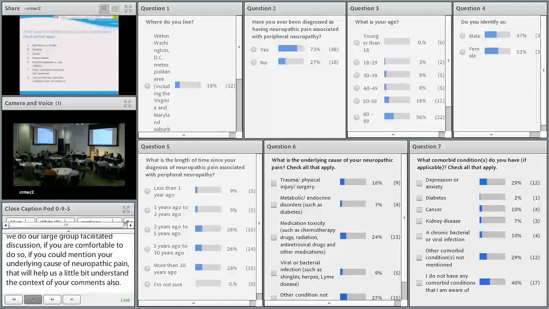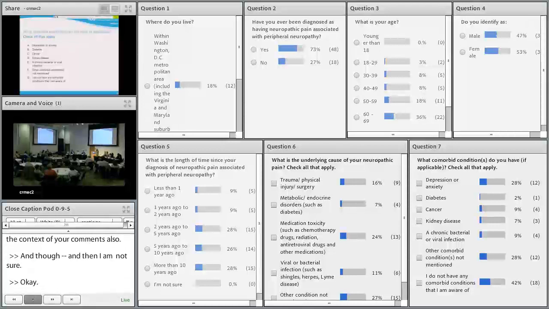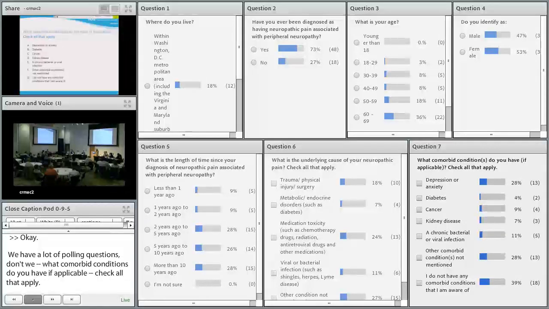Okay. We have a lot of polling questions, don't we, to test these out. Okay. What comorbid conditions do you have, if applicable? Check all that apply. So A, depression or anxiety. B, diabetes. C, cancer. D, kidney disease. E, chronic bacterial or viral infection. F, other comorbid conditions not mentioned. Or G, I don't have a comorbid condition that I'm aware of.